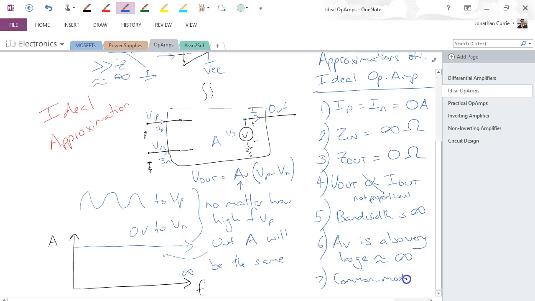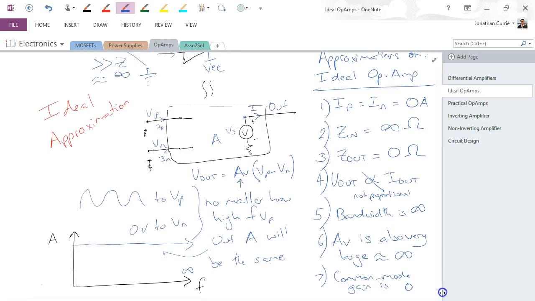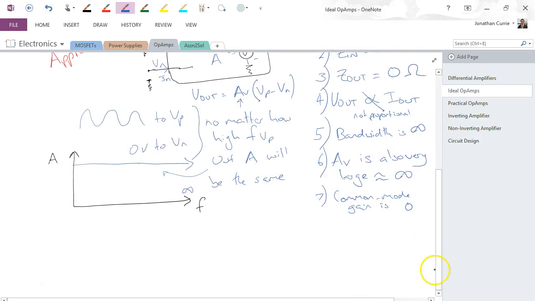Common mode gain is 0. Now what we mean by that is that when Vp equals Vn, then according to this formula up here, V out should equal 0. Right? Because effectively it's the gain multiplied by the difference in voltage.